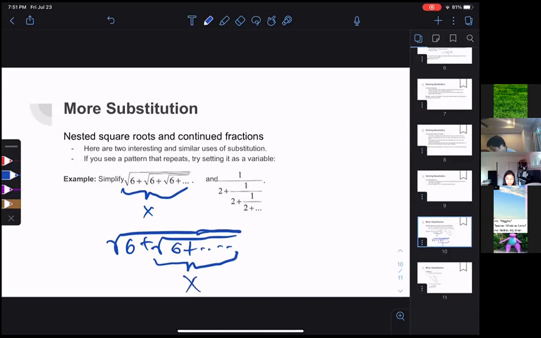And so similarly with this one, you set this as x. But then on the other hand, you also have that this part down here is equal to the x you want. So given that, you can set up quadratic equations. Well, they become quadratics really.